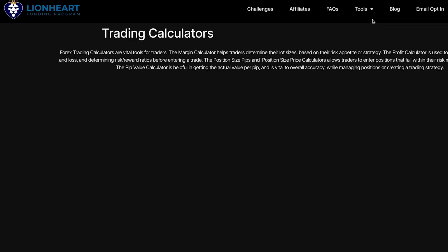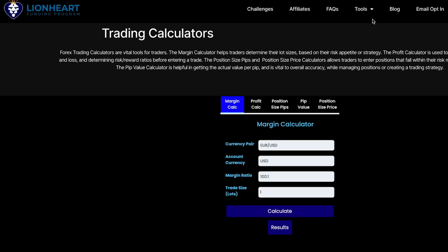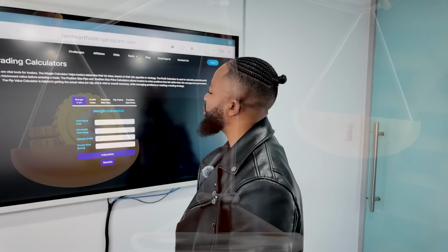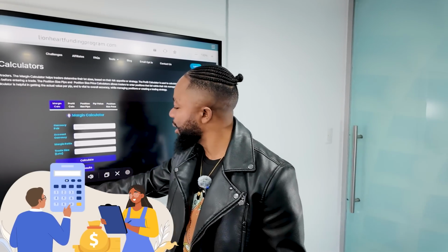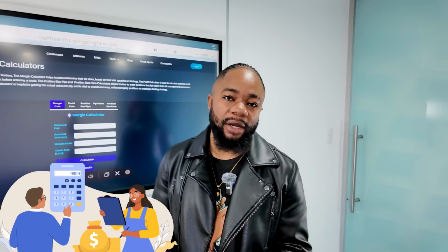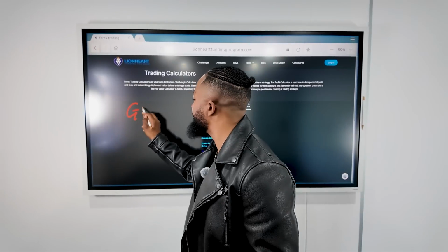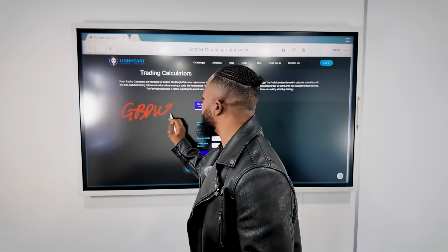Very, very important. Remember, trading calculator is under risks and money management. Good. So let's take an example. Let's just say you have a trade. You want to trade Great Britain Pound USD. Let's take Great Britain Pound USD.